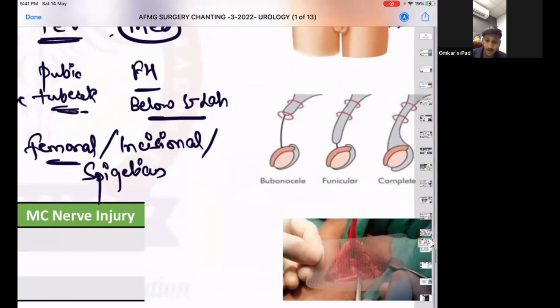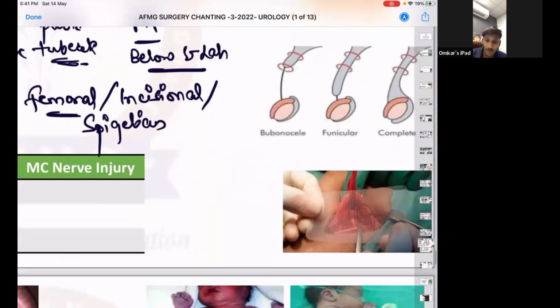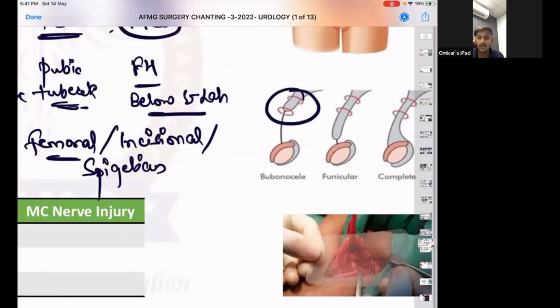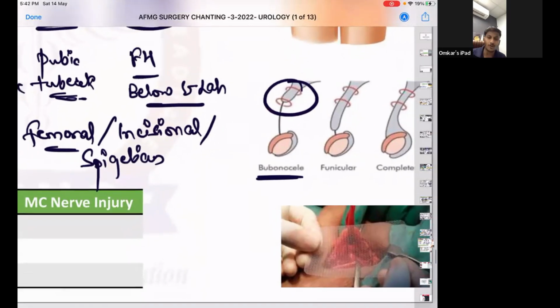If I talk about the indirect inguinal hernia, it can be of various types. If the hernial sac is only up to the level of the superficial inguinal ring, then this is called a bubonocele.